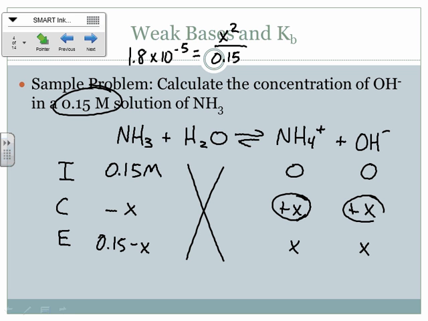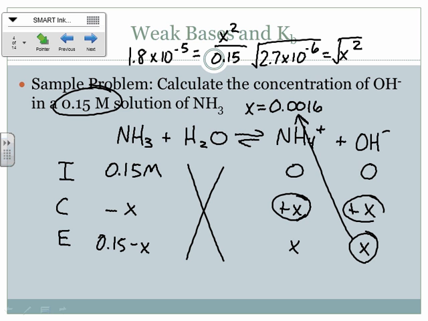So we've got 1.8 times 10 to the negative fifth times 0.15 gives me 2.7 times 10 to the negative sixth, and that's equal to x squared. Okay, so then we take the square root of both sides here. We end up with a concentration of our x equals 0.001626, okay. So 0.0016 or 1.6 times 10 to the negative third, however you prefer to write that. And they're asking for the concentration of the OH minus. Okay, well, the OH minus concentration just is x, so that's it.